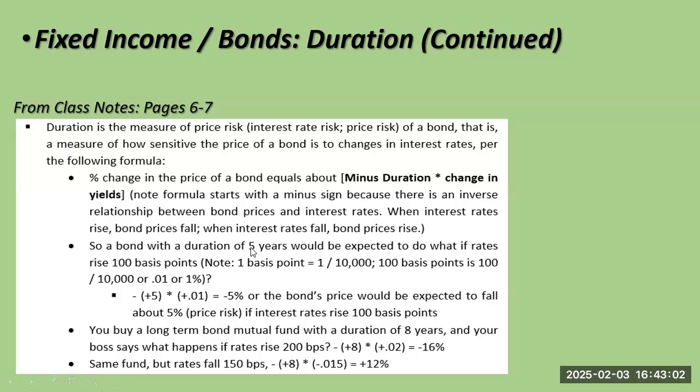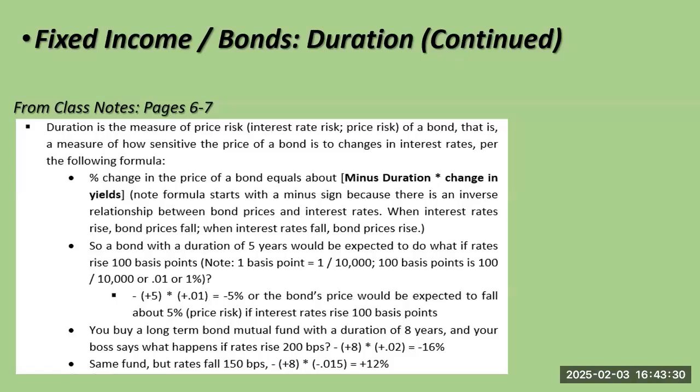So if you have a bond with a duration of 5 years and you expect rates to rise 100 basis points, remember divide by 10,000. 100 divided by 10,000 is 0.01. So you think rates are going to go from 4% to 5%. So you take minus duration, duration's 5 years, minus 5 times interest rates rise 100 basis points. You'd expect that bond price to fall 5%.